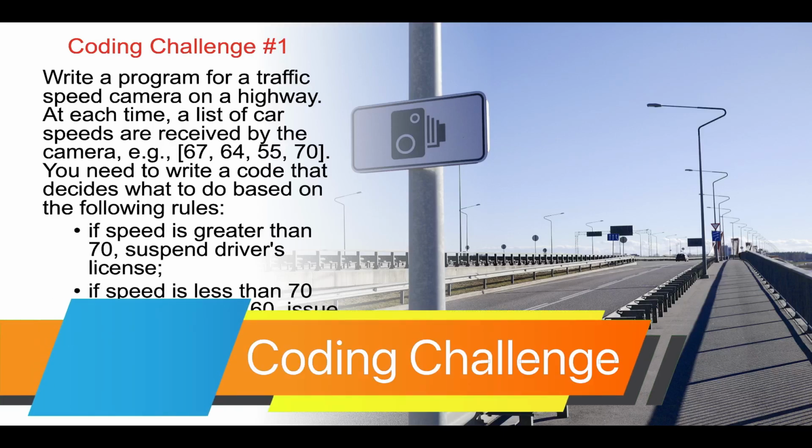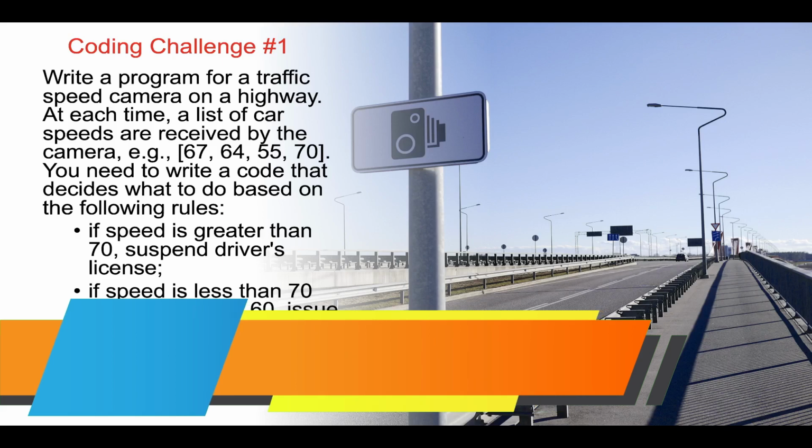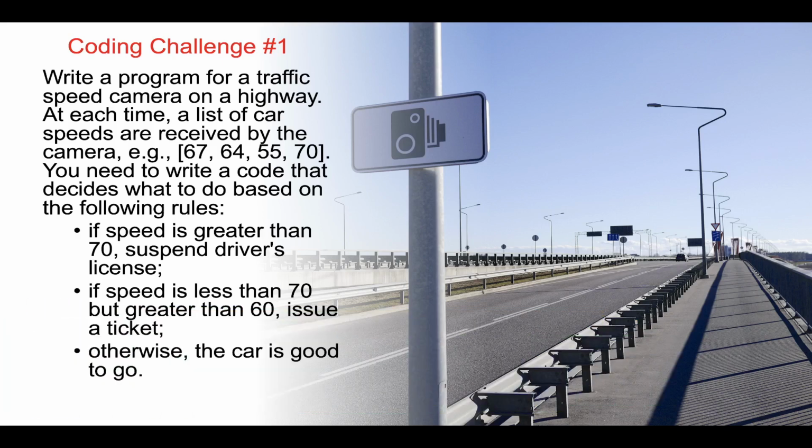Coding challenge. Okay, so far we learned a good amount of Python basics. Here I want you to write a piece of code for this question. You're supposed to write a program for a traffic speed camera on a highway. At each time, a list of car speeds are received by the camera, for example, a list of 67, 64, 55, 70, and so on. You need to write a code that decides what to do based on the following rules. If speed is greater than 70, suspend the driver's license. If speed is less than 70 but greater than 60, issue a ticket. Otherwise, the car is good to go.